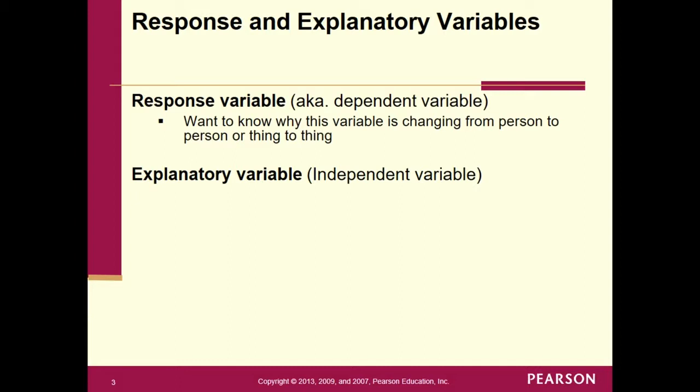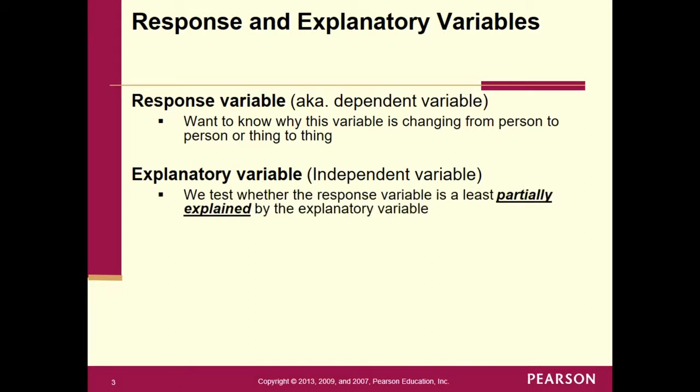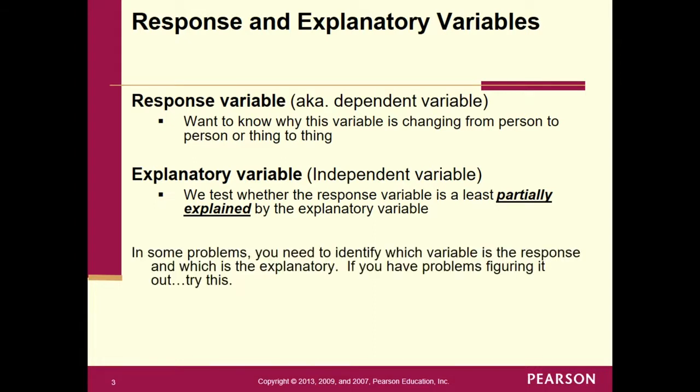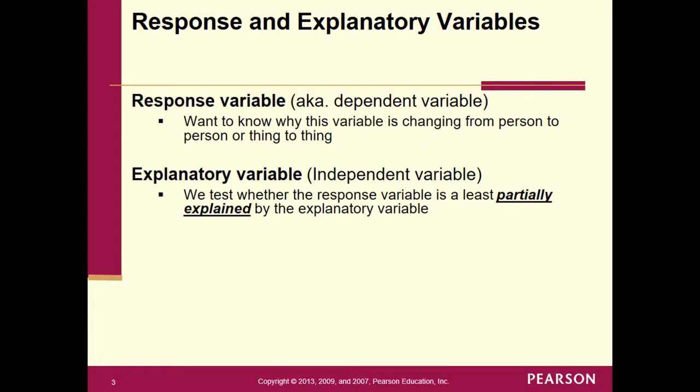The explanatory variable, also known as the independent variable, we test whether the response variable is at least partially explained by the explanatory. So obviously the explanatory does the explaining. And the reason why we call the other one the response variable is because it is in response to the explanatory. Notice there I put partially explained. Usually in the real world, we hardly ever find one variable that completely explains the value of another variable. Or if you're talking about categorical things, you're hardly ever going to find one variable that completely explains why one person is one way and another person is another way. It's probably not going to happen. So usually we're just talking about partially explains.